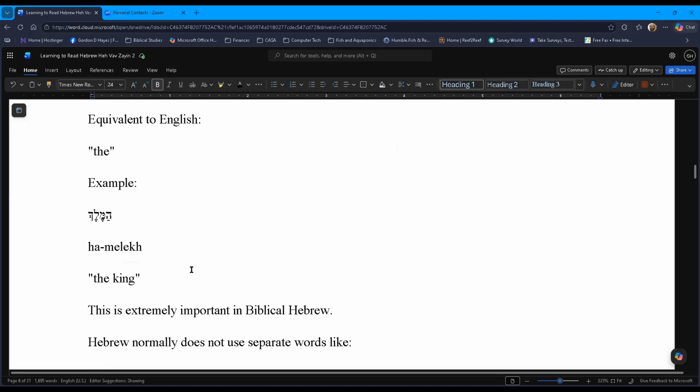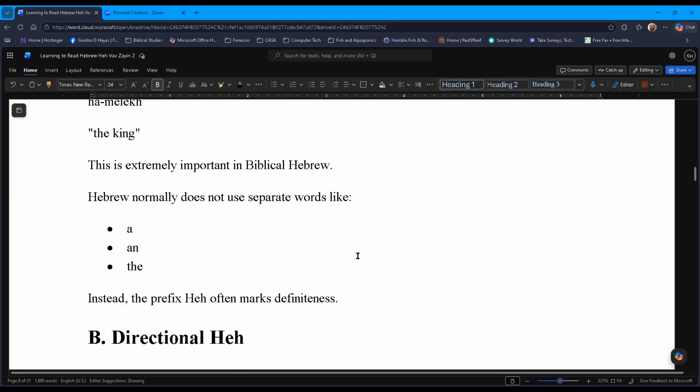And this is extremely important in biblical Hebrew. Hebrew normally does not use separate words like "a" and "the." Instead, the prefix he will mark the definiteness of a word. So that's where the argument comes from over whether it is "a beginning" or "the beginning" in Bereshit.